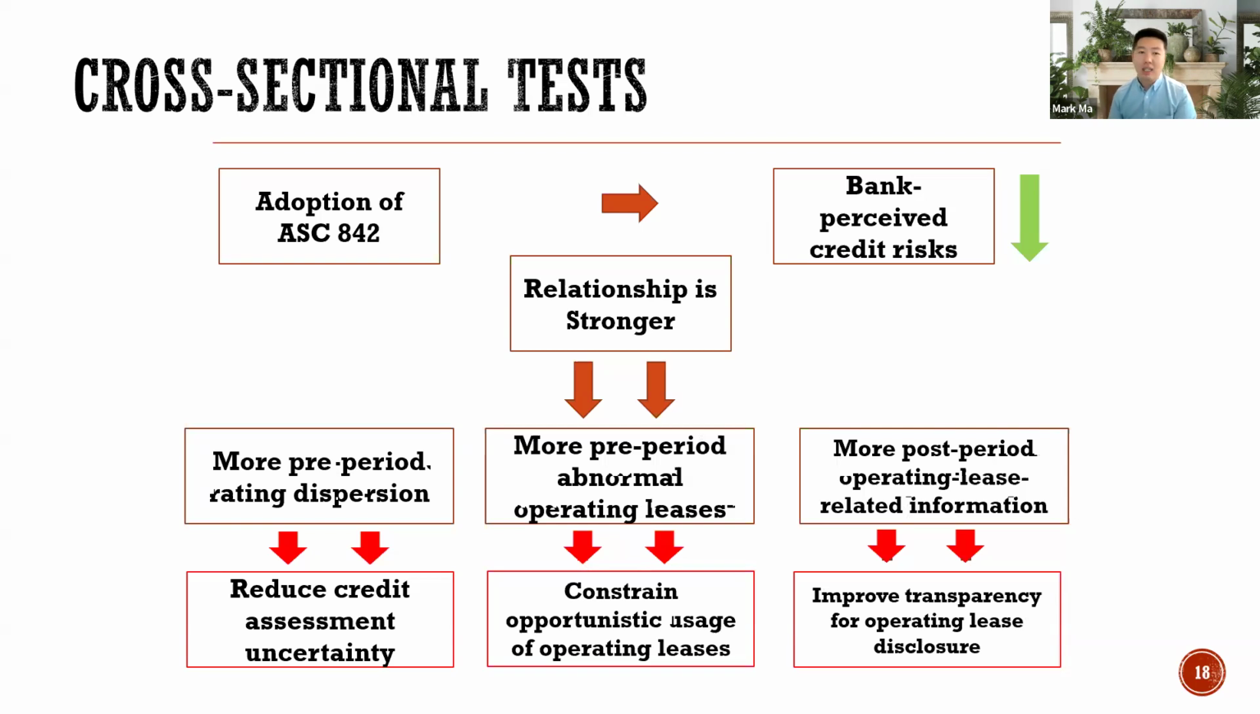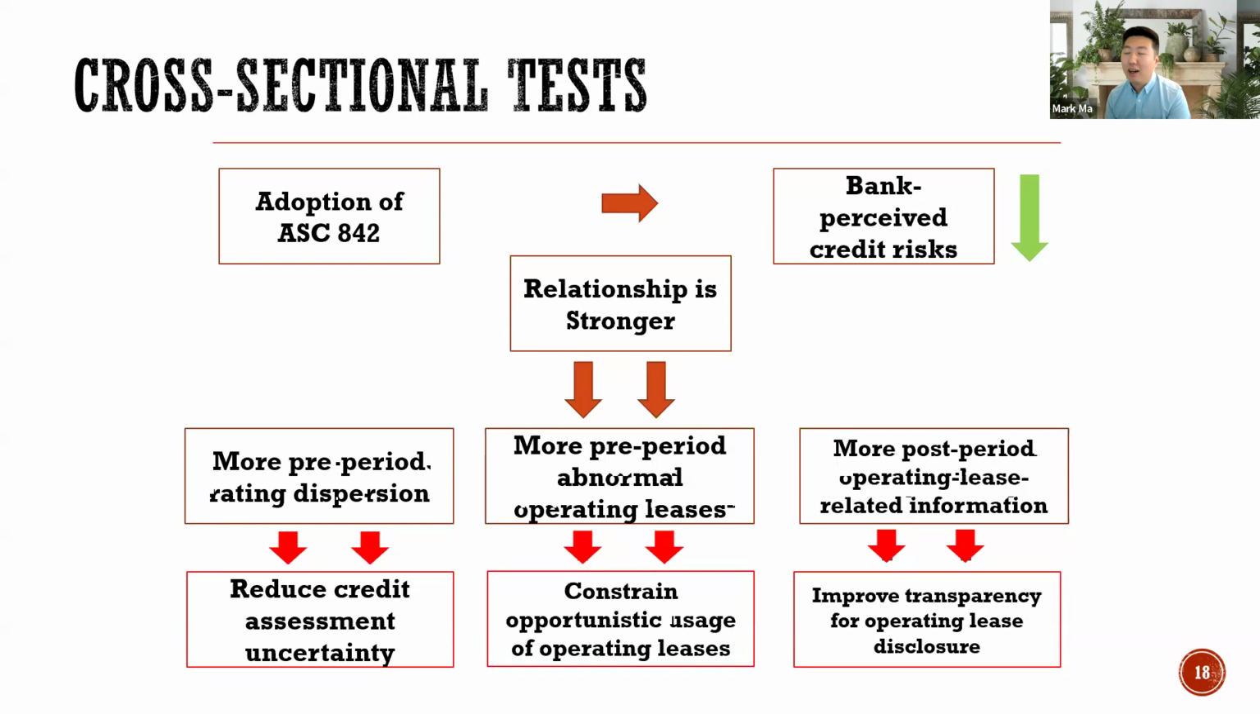And we predict that firms with more abnormal operating leases in the pre-period could actually see a bigger decline in the risk assessment. That's because the new lease recognition probably will constrain their opportunistic usage of operating leases after the implementation. If so, there could be some real benefits, right? So that's the second prediction for the cross-sectional variation.